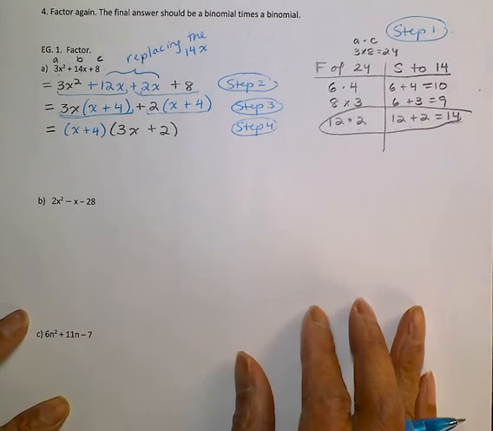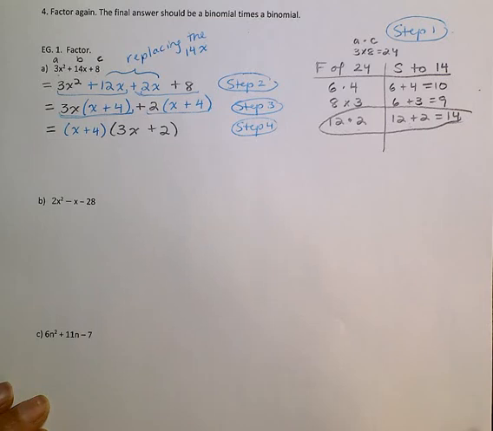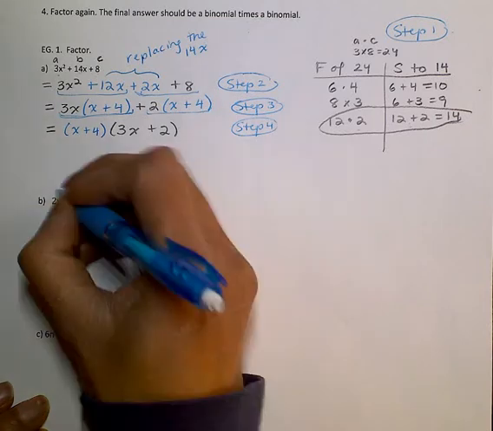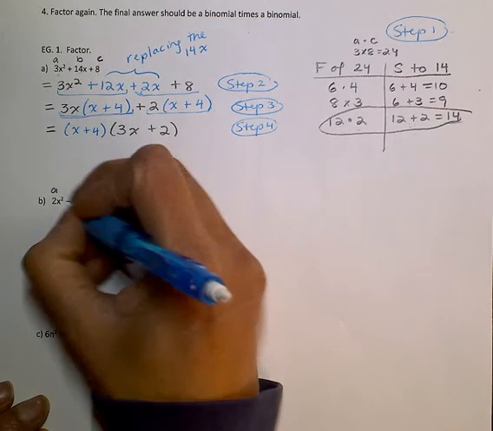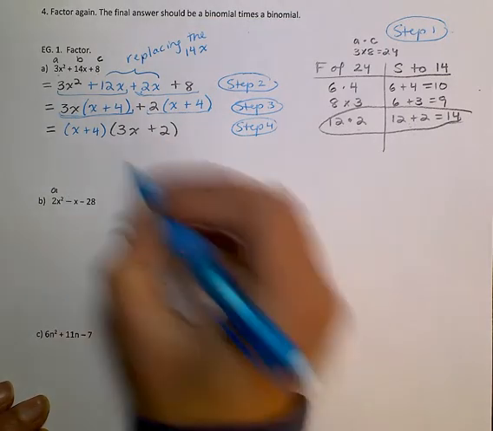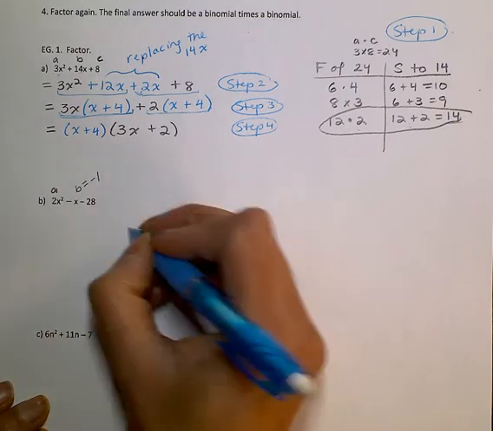Okay, so now we're going to factor 2x squared minus x minus 28. A is 2. B, think about what B is here. B is negative 1. And C is the negative 28.